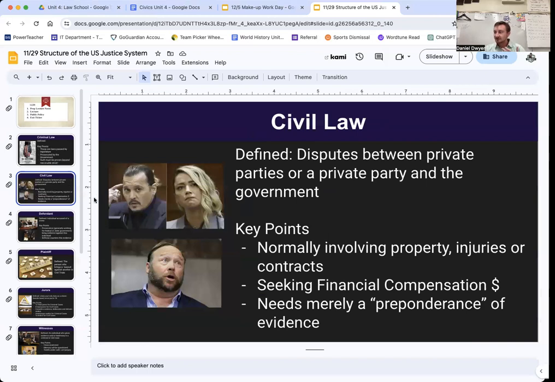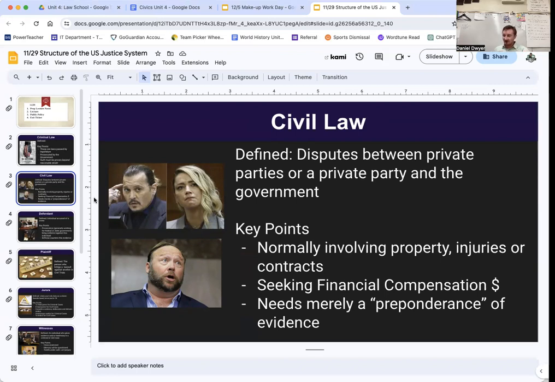So civil law is a little different. Civil law is usually involving money. So disputes between private parties or a private party and the government. It could be between two friends, or it could be a person suing the government for something that the government did wrong, or a person suing a hospital for malpractice, something like that. So normally it's involving property or injuries.